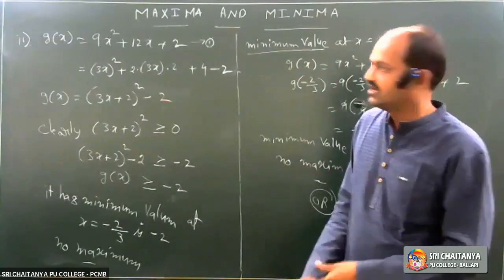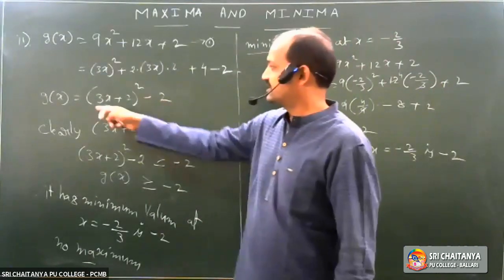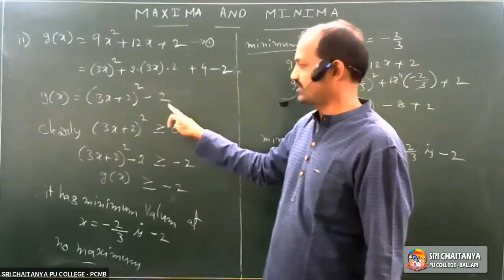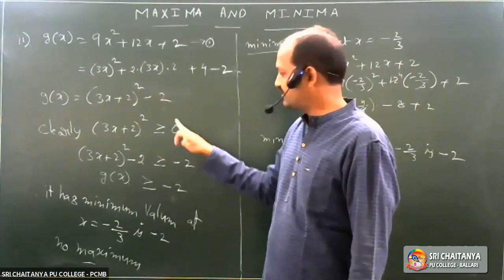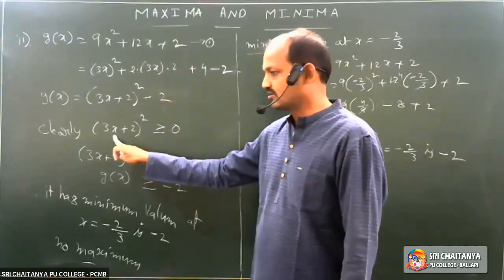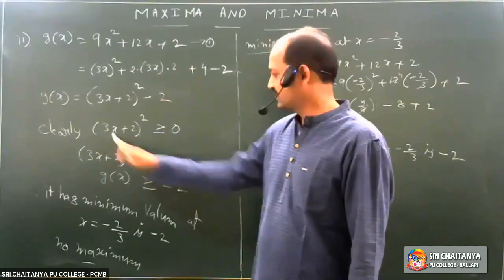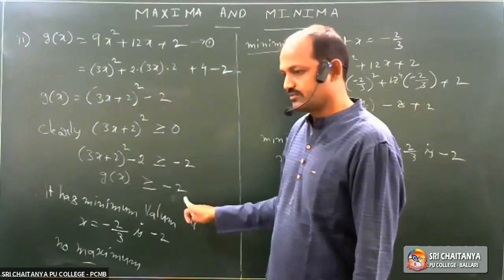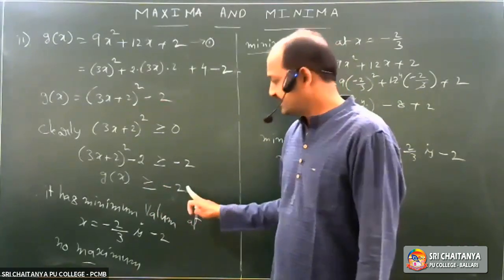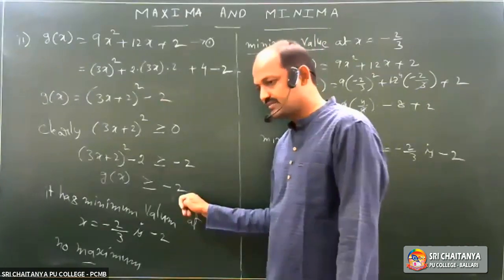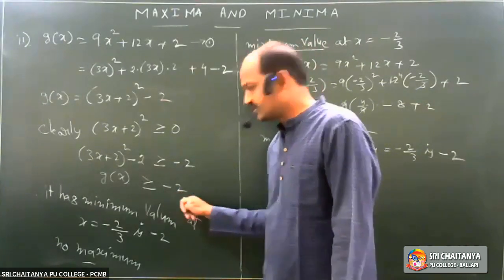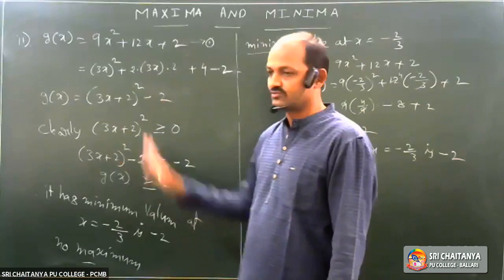That is the first method. Now the second method. The given function is 3x plus 2 whole square minus 2. The whole square is always greater than or equal to 0, always greater than 0 except at x equal to minus 2 by 3. So the function is greater than or equal to minus 2. So it is decided that greater than means it is a minimum. So the minimum value is minus 2 at x equal to minus 2 by 3.